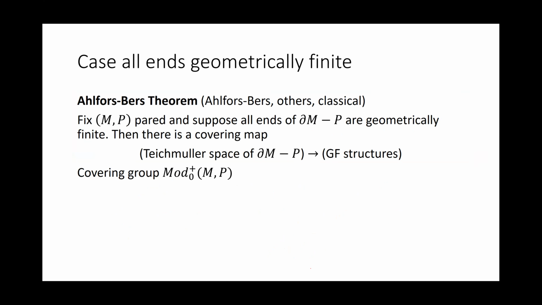Ahlfors and Bers that was done in the 60s and 70s. And it's written in the language of the 60s and 70s, so it's kind of hard to read the proof, but there are some treatments of this. Dick Canary, for example, has a nice survey paper on this that's more recent. But basically what this says is that the Teichmuller space of the boundary completely controls all of the space of geometrically finite structures. So precisely, if you have an incompressible boundary, then the Teichmuller space is equal to the space of geometrically finite structures in the incompressible case.